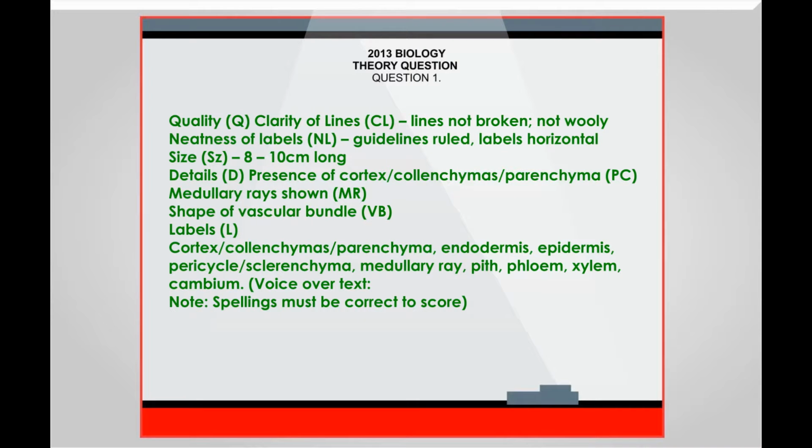Quality, Q. Clarity of lines, CL. Lines not broken, not woolly, neatness of levels, NL. Guidelines ruled. Levels horizontal. Size, SZ. 8 to 10 cm long. Details of D. Presence of cortex, collenchyma, parenchyma, PC. Medullary rays shown, MR. Shape of vascular bundle, VB. Levels, L.